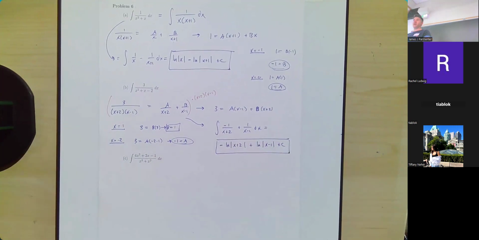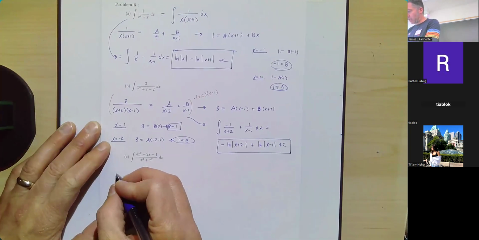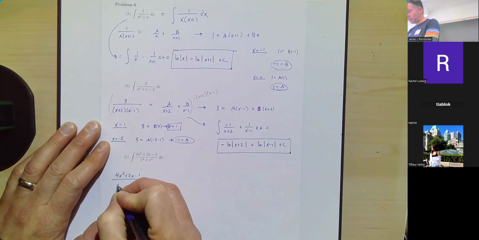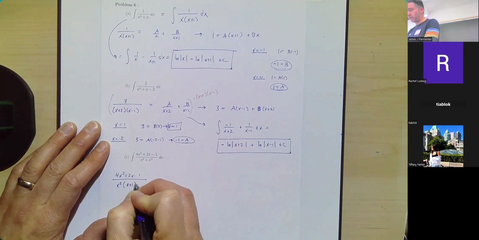So as long as you're integrating a constant divided by x plus or minus something, you just get that constant times the natural log of the absolute value of x plus or minus whatever. Finally, this last one, which is going to be a little bit meatier here. So I'm going to rewrite this as (4x squared plus 2x minus 1) over x squared times (x plus 1).